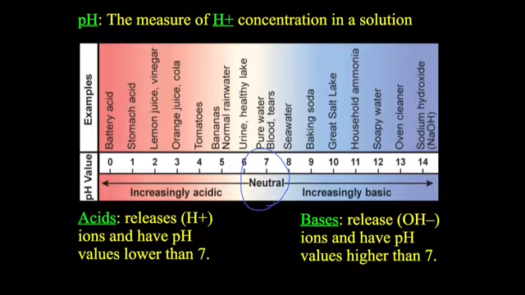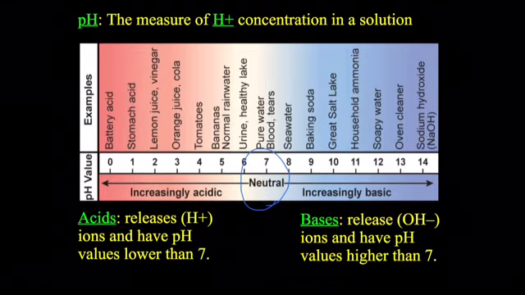7 is neutral. As we go from neutral, if the pH number is larger than 7, we are getting increasingly basic. If we're going lower than 7, as we go from 7 down to 0, we're getting more and more acidic. So very, very acidic things like battery acid, and very, very basic things like sodium hydroxide, are on the far ends, 0 and 14. As we get closer to 7, we're getting less and less acidic, less and less basic, more and more neutral, like our blood, tears, and pure water, which are neutral.